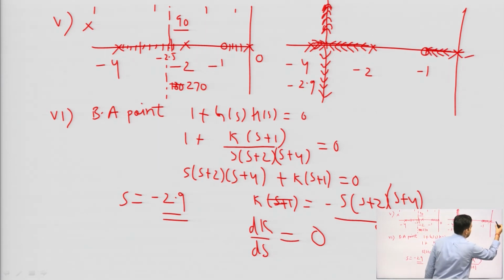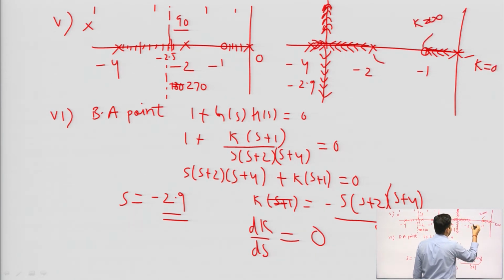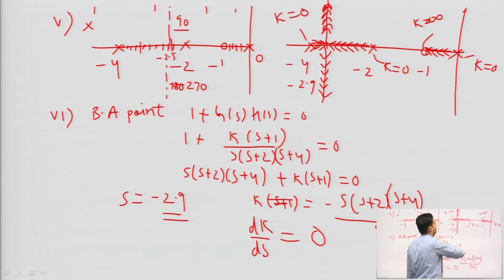So, if you see, the value of k is 0 here, infinity here, and 0 here. Where k is 0, this is the starting point, and where k is infinity, this is the terminating point. Now, by addition of a zero, you can see our root locus shifted away from the imaginary axis, and for every value of k, this system is stable. It means if we add a zero, our system will become stable in nature.